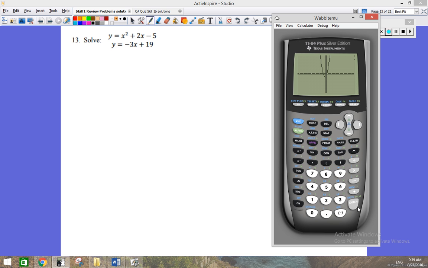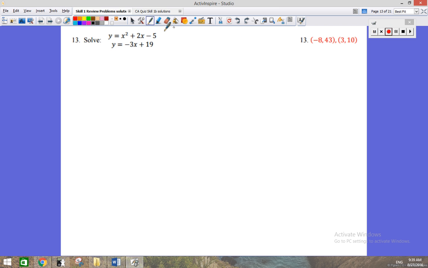Boy, that really zoomed out. Yeah, but we can see it's intersecting it somewhere up here and over there. So this is set up nice for substitution. Call this equation 1, call this equation 2.